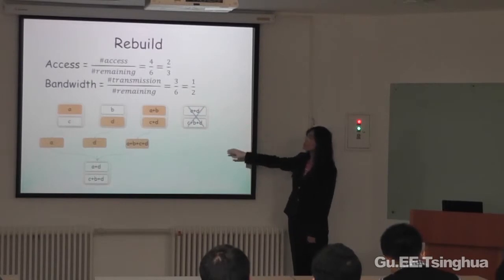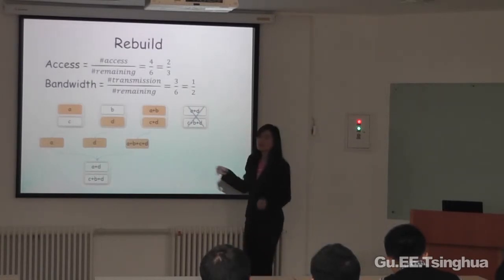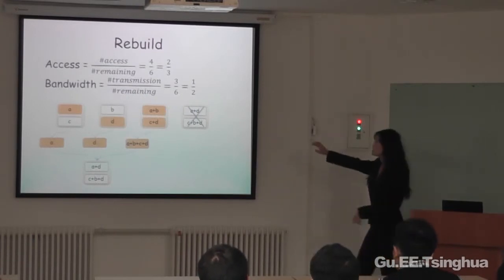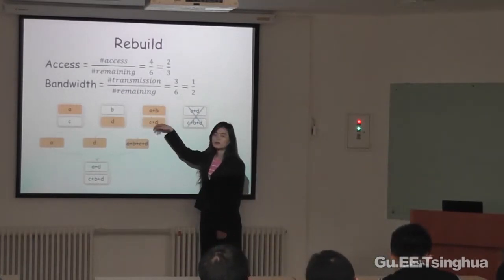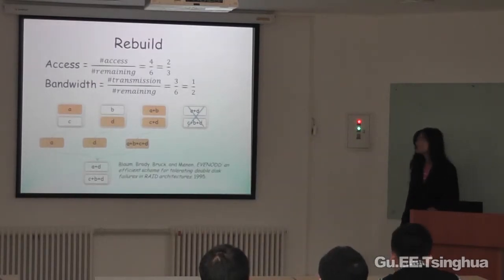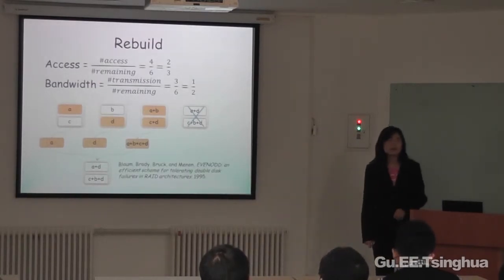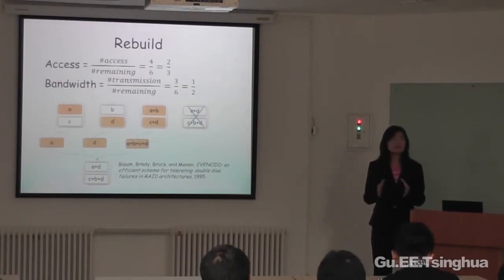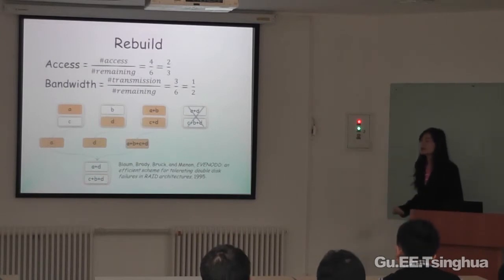And usually, the bits that you transmit is something that you compute, so basically it's a function of the elements that you read. So this code is called even-odd, and it is the building block of the RAID systems for hard disk storage.